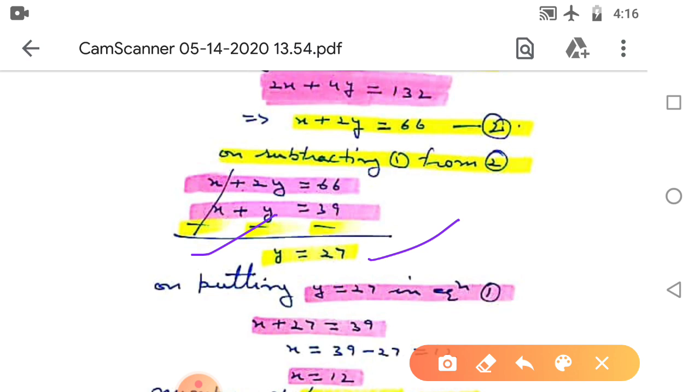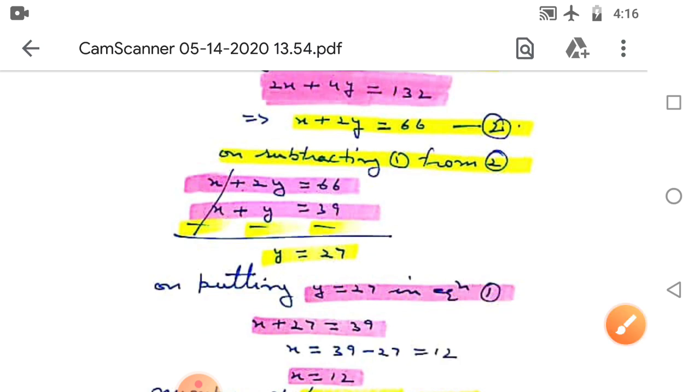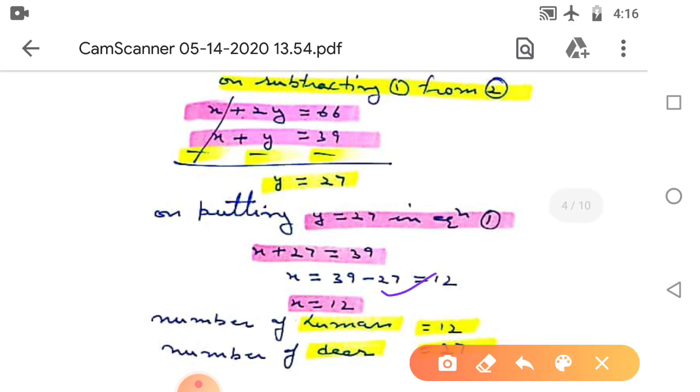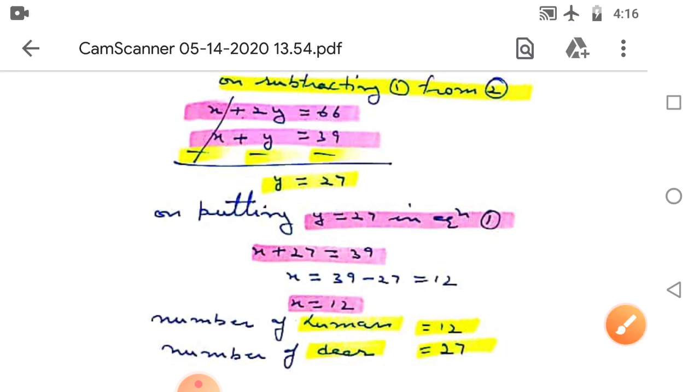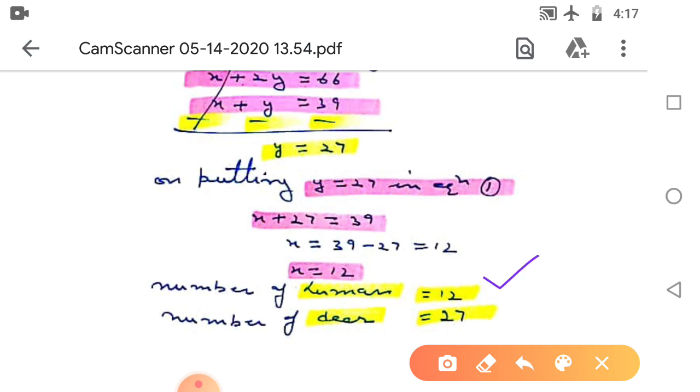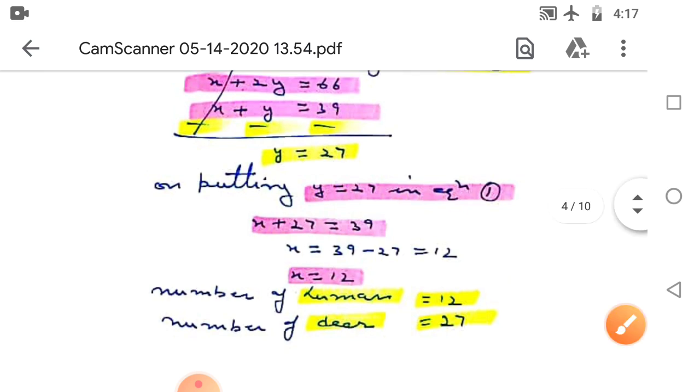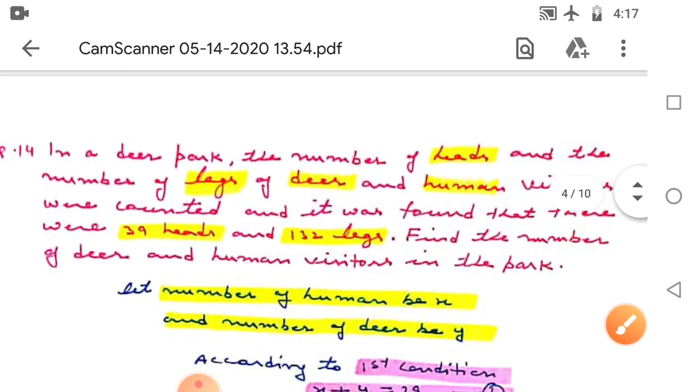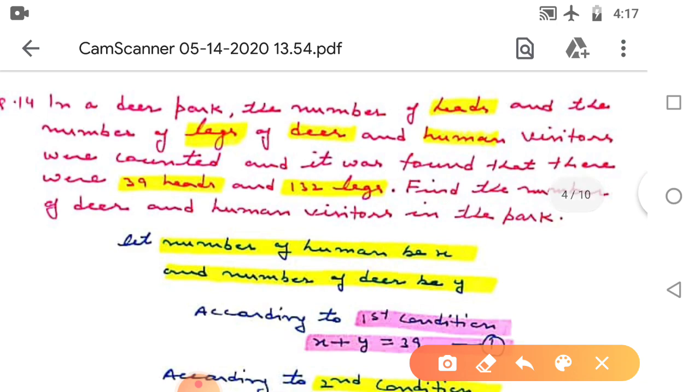And after putting the value of y in one of the equations, that is equation number 1, we get x plus 27 is equal to 39, and the value of x is 12. So number of humans is 12, and number of deer is 27. Clear? Okay, so this question is clear to you, right?